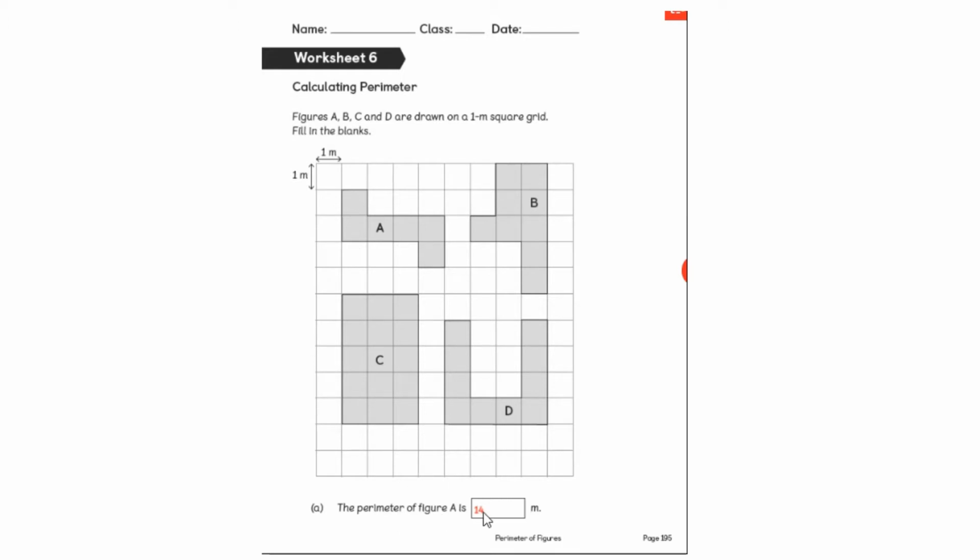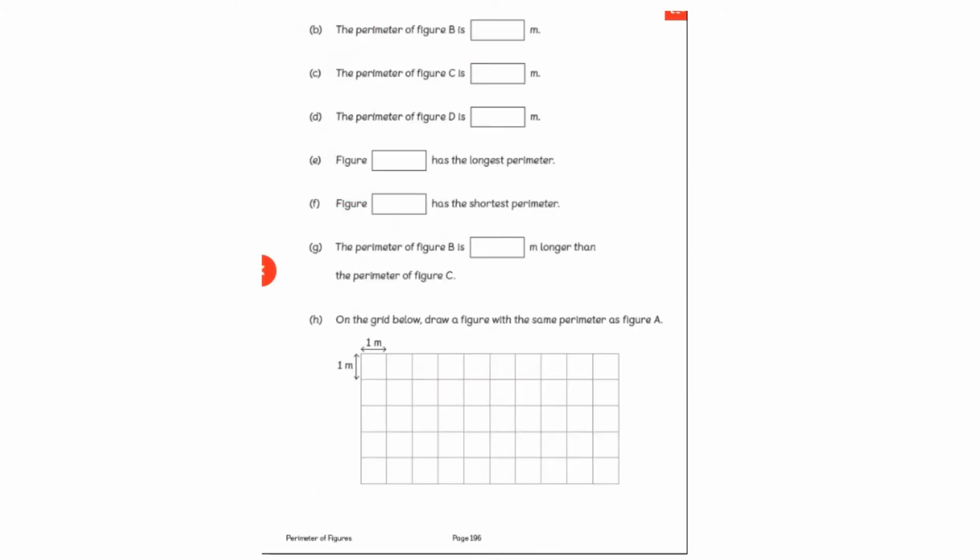Now let's check. The perimeter of figure A is 14 meters. Okay, 14. Now the perimeter of figure B is 16 meters. The perimeter of figure C is 16 meters as well. The perimeter of figure D is 22 meters. Figure D has the longest perimeter. Figure A has the shortest perimeter.